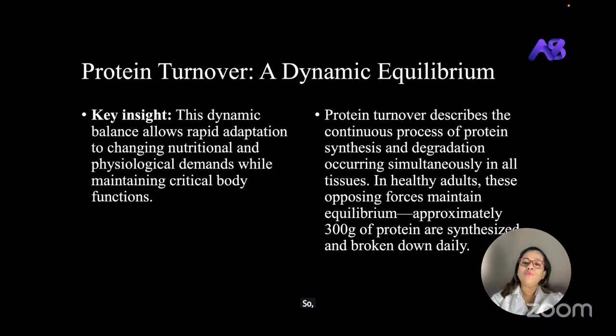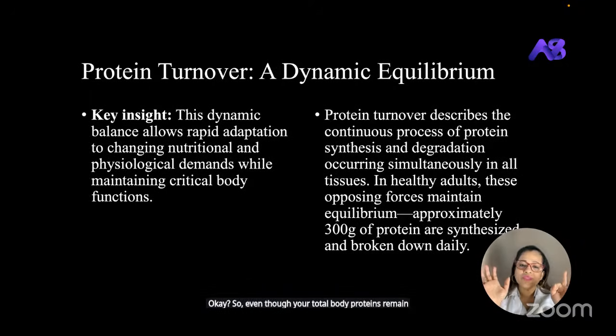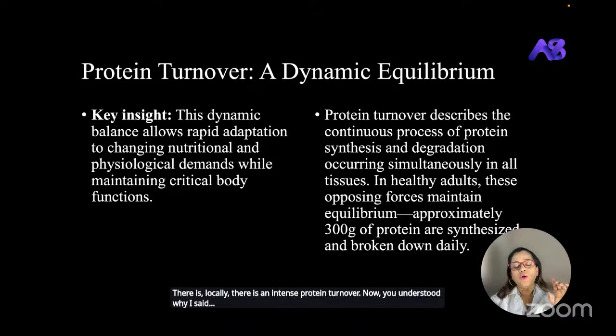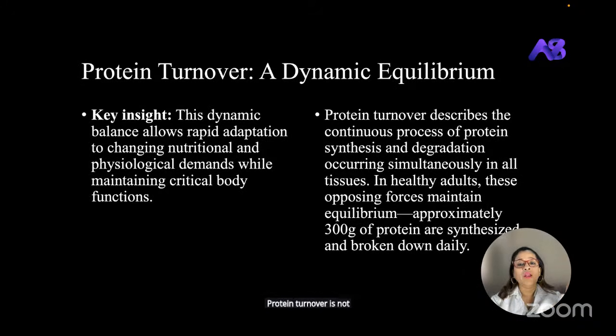So immune proteins are produced. Even though your total body proteins remain stable, there is an intense protein turnover. Now you understood why I said protein turnover is not equal everywhere, right? So it will definitely go towards that cut on your finger, which requires that extra collagen and fibrin.